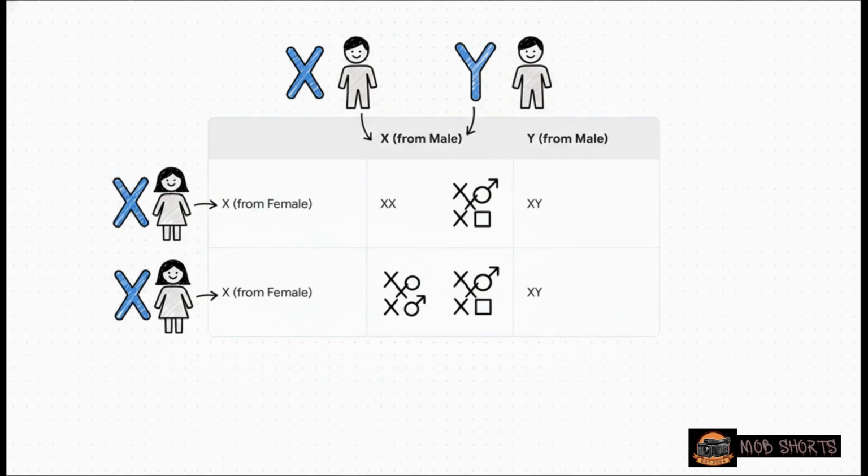We put the male's possible gametes, X and Y, across the top. Then we put the female's possible gametes, both of which are X, down the side. Now we just fill in the boxes. The male's X sperm can meet the female's X egg to make XX. The male's Y sperm can meet the female's X egg to make XY. And we just do the same thing for the second row.